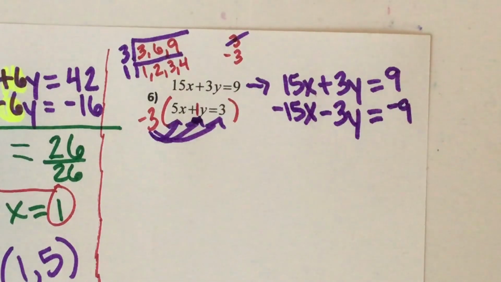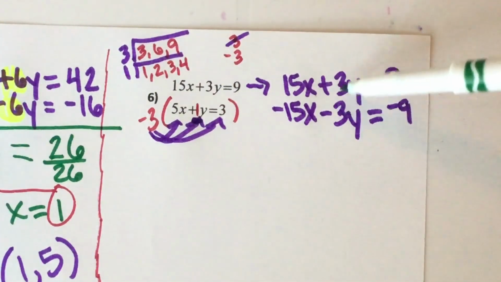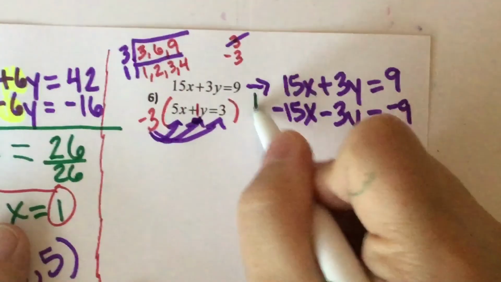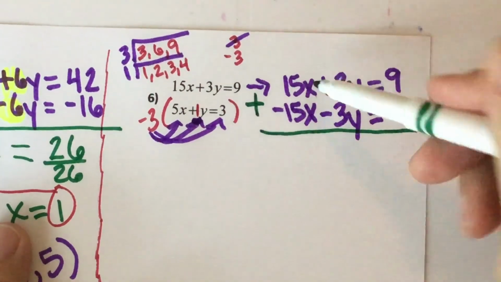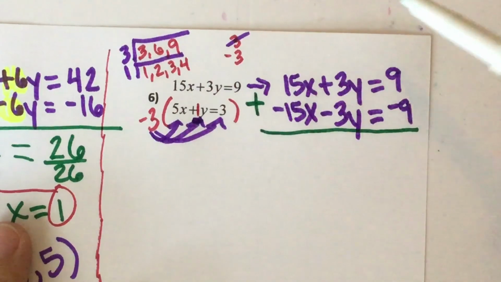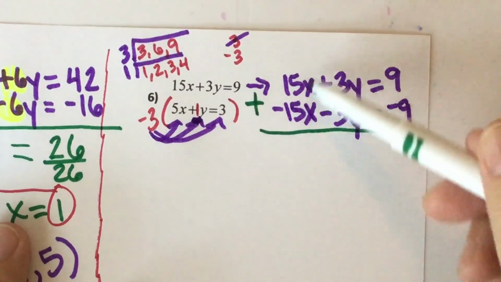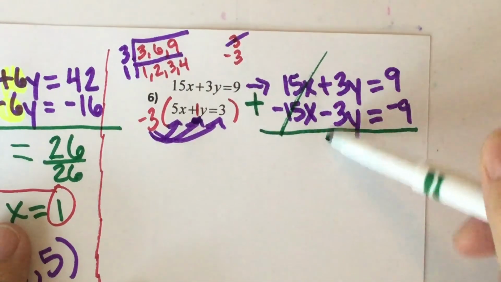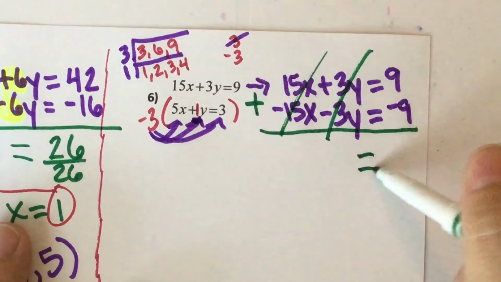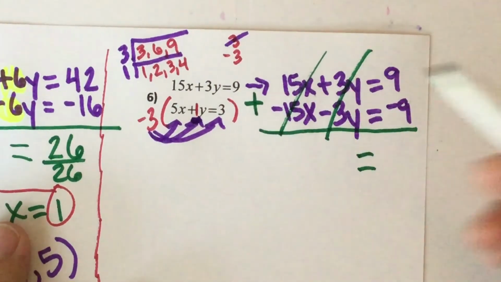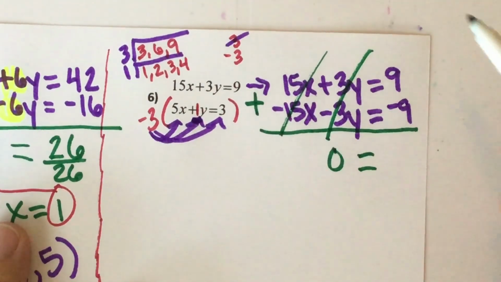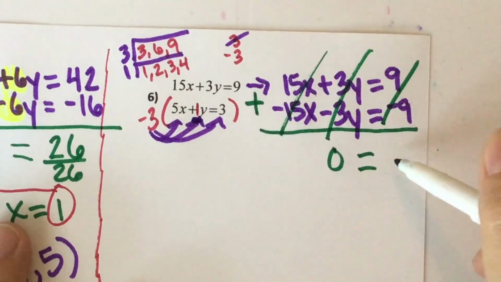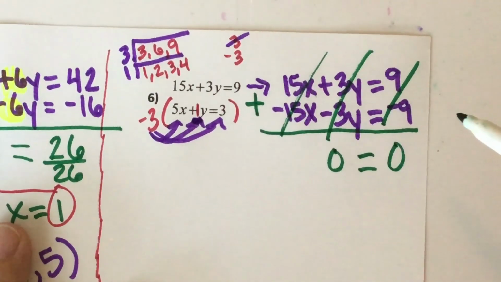Okay. So are the y's ready now? Yeah, same number, opposite signs. So put your addition sign and add. 15x plus negative 15x is 0. Shoop. 3y plus negative 3y is 0. Shoop. So if there's nothing left on the left side but 0, go ahead and write the 0. And 9 plus negative 9 is 0. Shoop. So if there's nothing left to write, you have to write the 0.